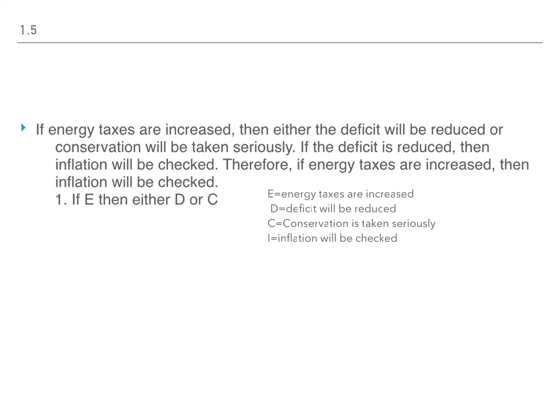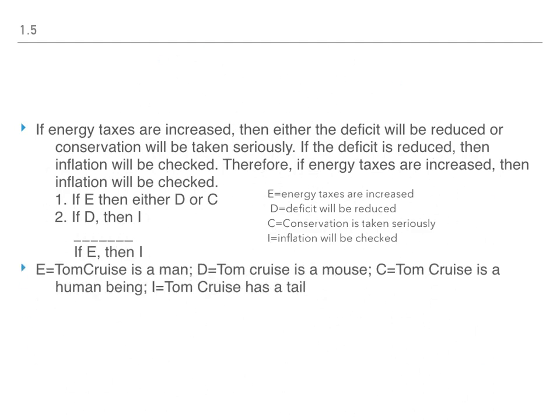Now, if we go back and translate those sentences then, replacing the propositions with our variables, the first sentence says, if E, then either D or C. We will learn later that these are clues about how to translate this in propositional logic. But for now, let's just leave it as that. And the second sentence says, if the deficit is reduced, then inflation will be checked. That's if D, then I. And the conclusion that we're told follows from this is, if energy taxes are increased, then inflation will be checked.